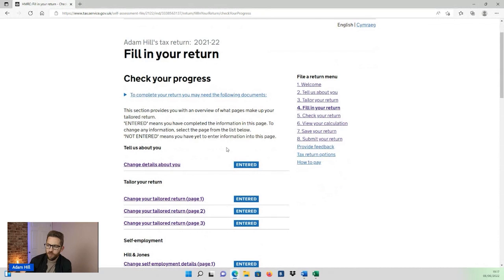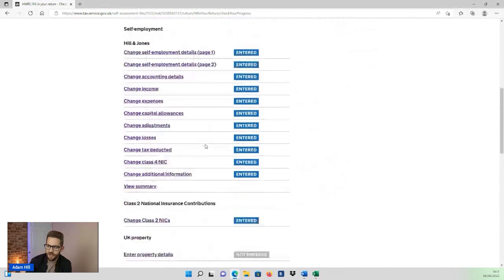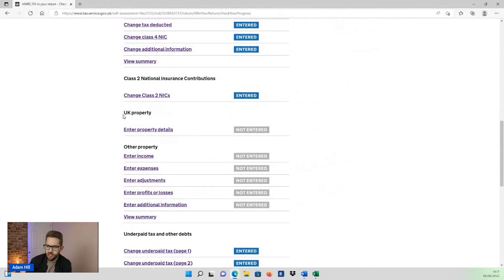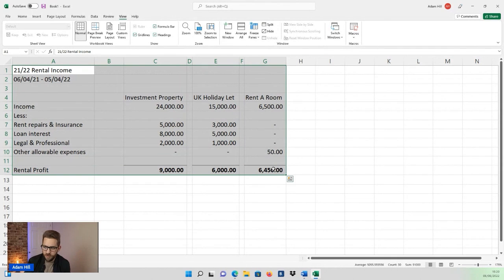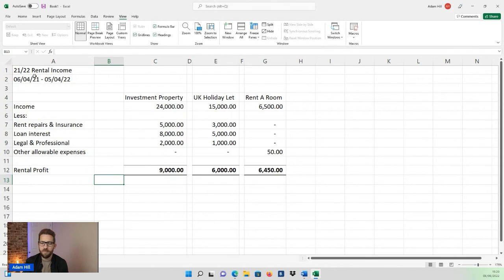Now you can see here, once you get to the fill in your return section, that along with my other income, this return will have now generated a UK property income section that we're going to have to work through here. Before we go ahead and fill out that section of the return, what you'll want to do is prepare some kind of supporting document to show where your figures came from. It doesn't need to be too complicated, but should cover this as a minimum. So the 21-22 rental income section of the return, the period that it's covering, 6th of April to the 5th of April the following year.